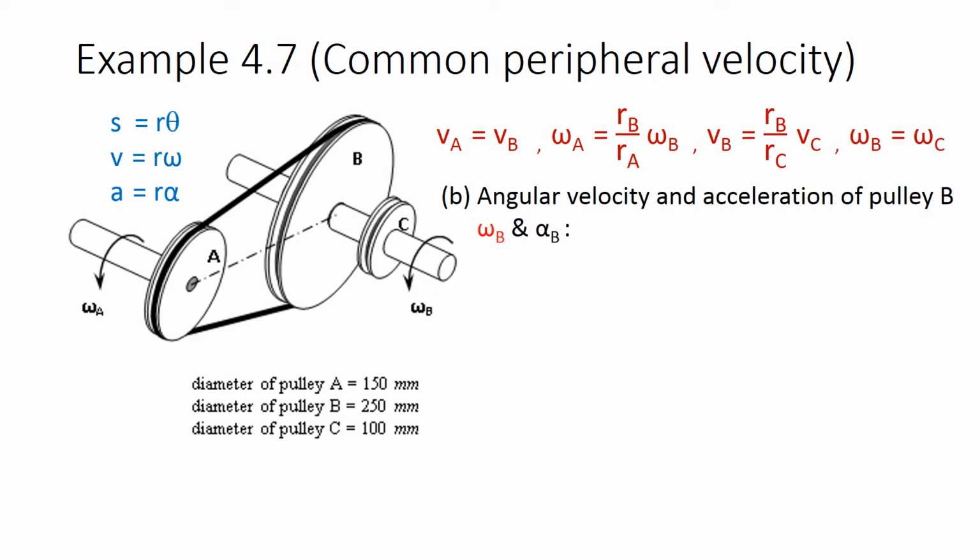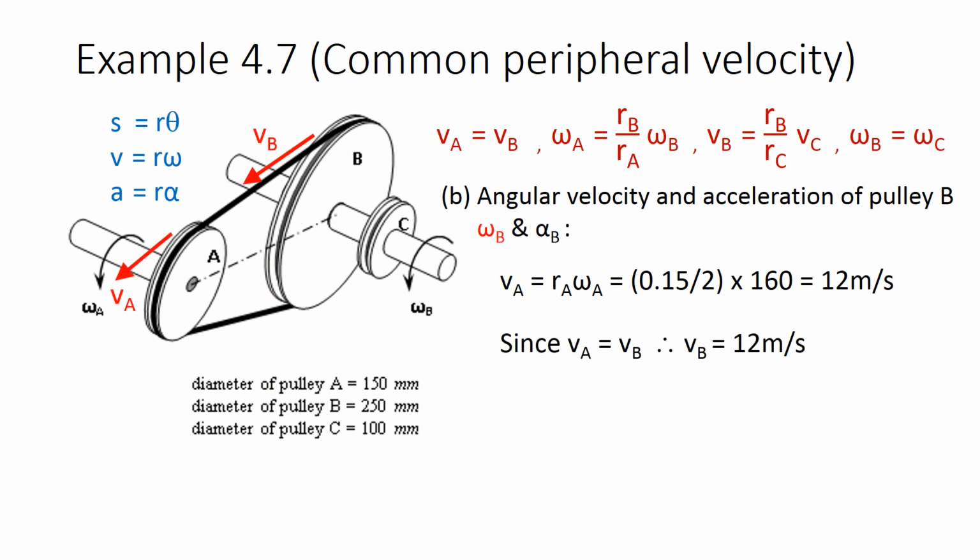Now for part B, we are asked to find the angular velocity and acceleration of pulley B, omega B and alpha B. Let's take a look at omega B first. Now we know that VA is equal to RA times omega A, which we can plug in values given in the problem, and we can establish that VA is equal to 12 meters per second. And the relationship between VA and VB, we know that they are equal simply because they are connected by a belt. So VA is equal to VB, and therefore we know that VB is 12 meters per second. Now, using the V equals R omega relationship, we can easily find omega B equals VB over RB, and we have 96 radians per second.